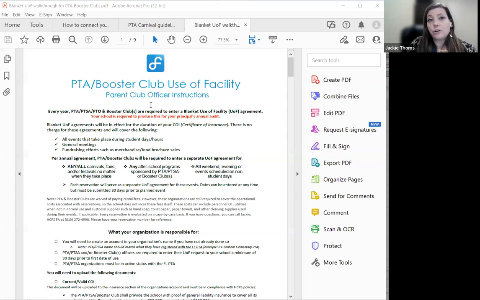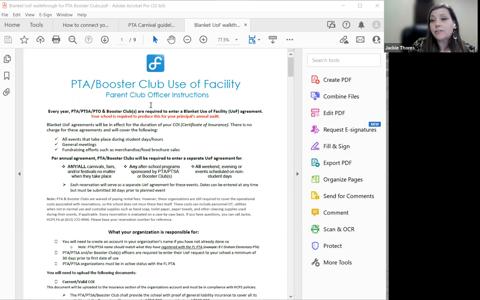But however, we do want to make sure that our custodians get compensated for their duties whenever they come in. Any carnivals or fairs, no matter what time of day they take place, have to be entered as a separate use of facility agreement because we have to have additional COIs attached. With those carnivals and events you guys have planned, you are the only other organization that we allow to essentially sublease our properties.